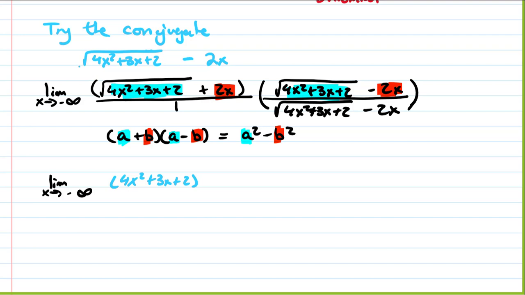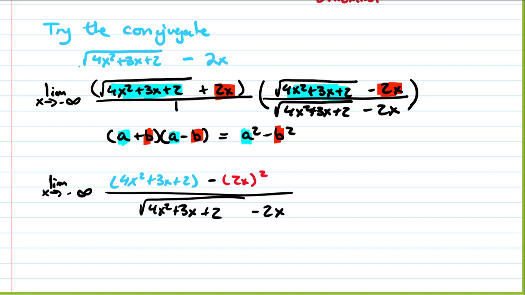Something might go off the rails here. So what happens when you square a square root? What's the square root of x squared again? Let's keep that in mind. Ah, there's going to be some absolute values. That might be important, right? So we'll come back to that, leave it on the back burner for a second. And then we have 2x squared all over the square root of 4x squared plus 3x plus 2 minus 2x.